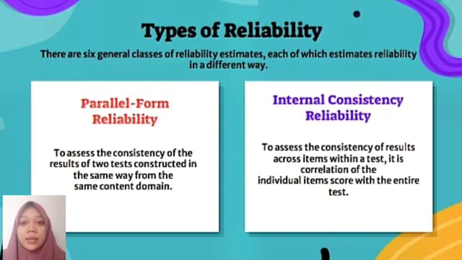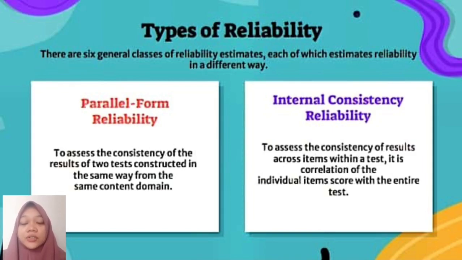Third, parallel form reliability, to assess the consistency of the results of two tests constructed in the same way from the same content domain. Here, the test designer tries to develop two tests of similar kinds, and after administration the results are similar, then it will indicate the parallel form reliability.